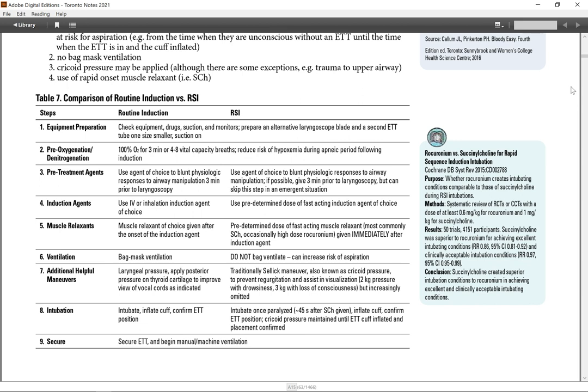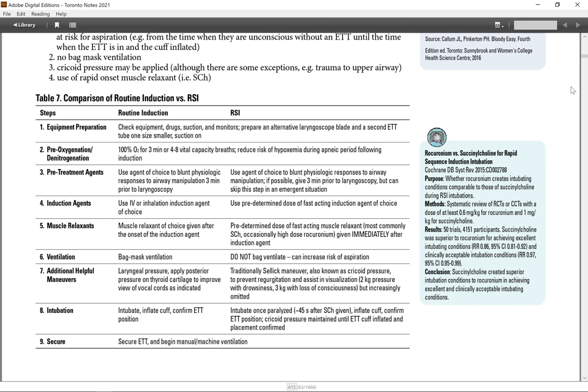RSI, traditionally Sellick maneuver, also known as cricoid pressure, to prevent regurgitation and assist in visualization, 2 kg pressure with drowsiness, 3 kg with loss of consciousness, but increasingly omitted.